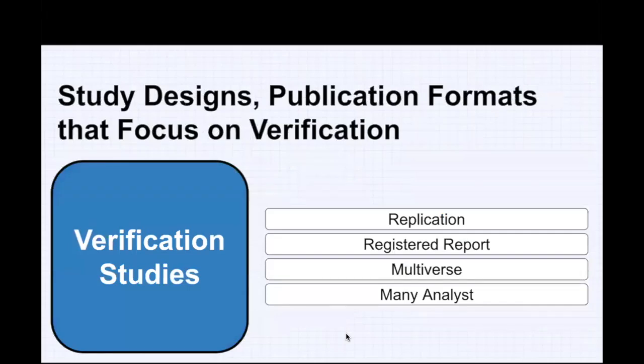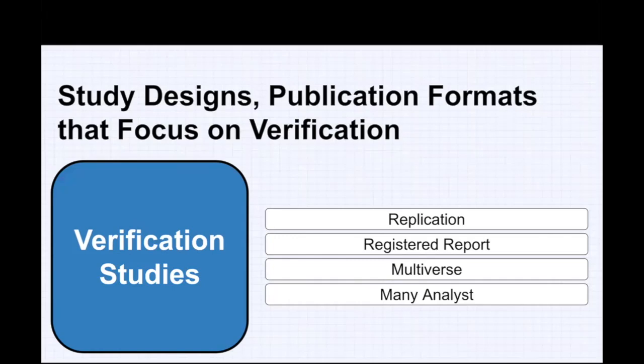The last component of the framework is verification studies. And these are study designs and publication formats that focus on verification. They are distinct from the verification practices and the research practices because they require some stakeholder support to implement. So for example, journals need to allow the submission of replication studies, or they need to offer the registered report study type. So these are not things that researchers can necessarily implement on their own, and they require this stakeholder support in order to be able to enact.